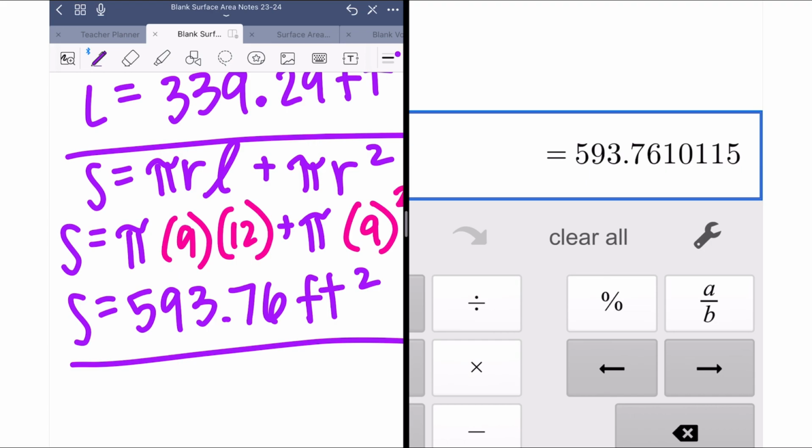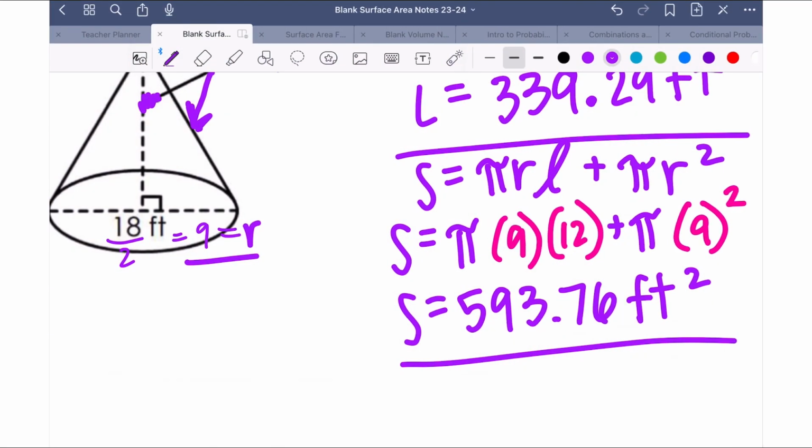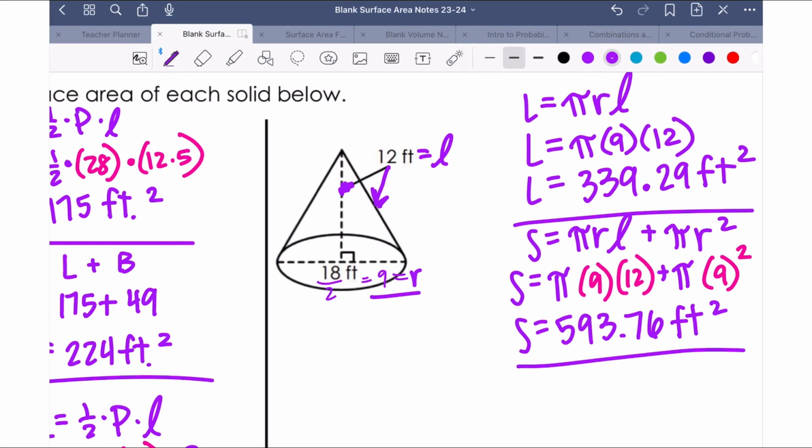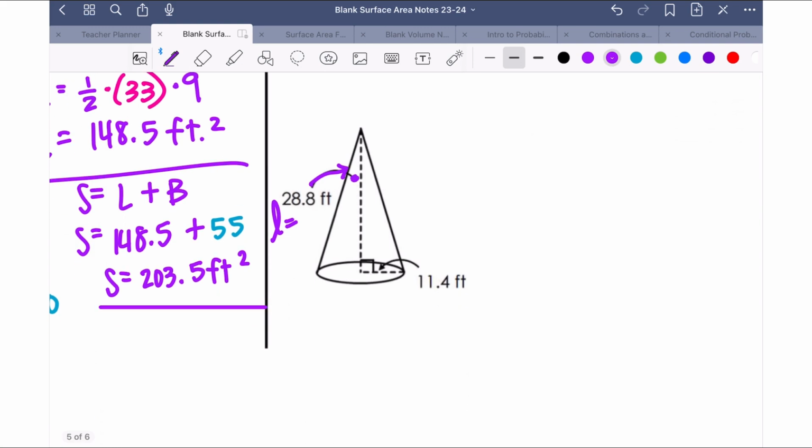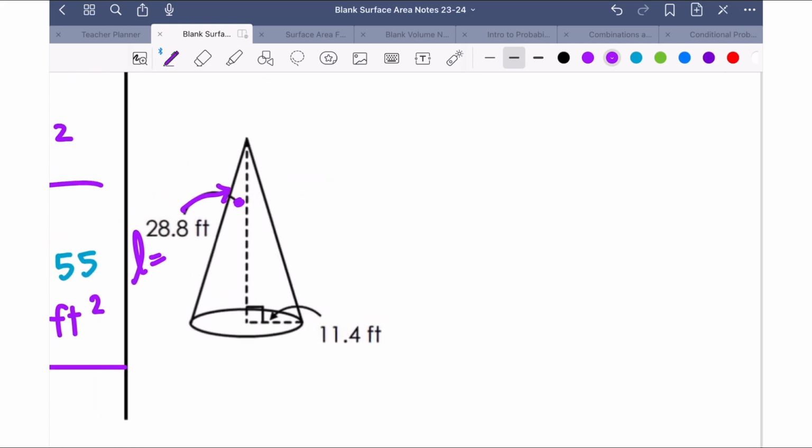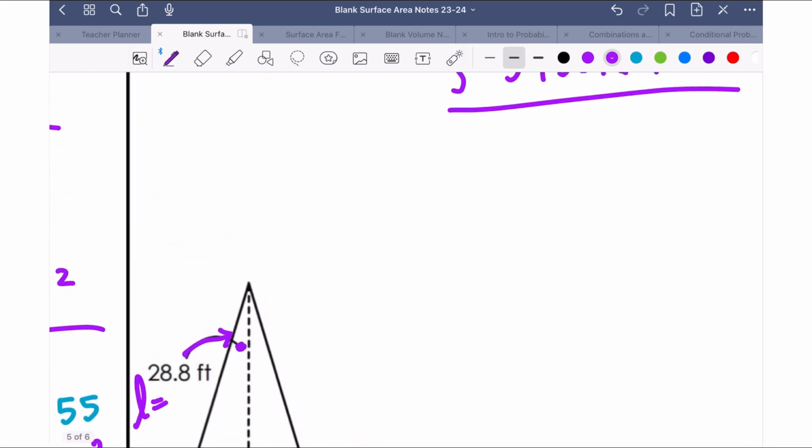That's a cone. Okay, let's do one more. If you feel like you're ready to go, you can go ahead and just start the Schoology practice. But let's do one more here at the bottom. Okay, let me write the formula. Lateral area equals pi r L.